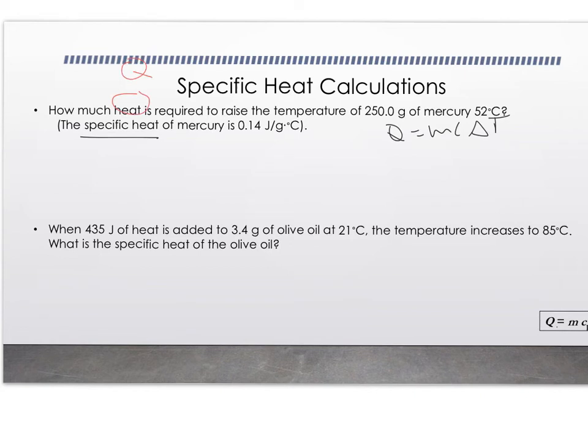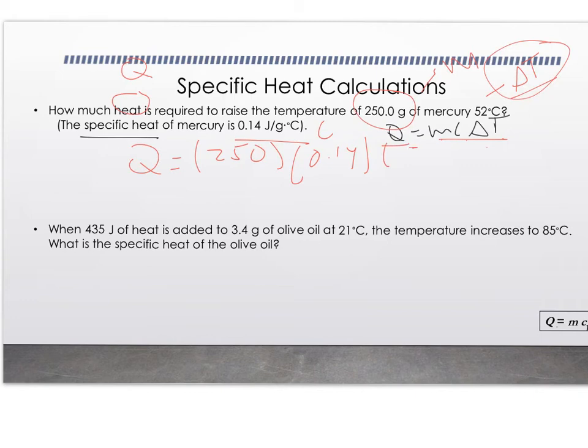How much heat is required to raise the temperature of 250 grams, that's your mass, of mercury 52 degrees Celsius. So you're raising it a total of 52, so that's going to be your change in T. And they give you the specific heat is 0.14 joules per gram degree Celsius, and that is your C value. So if you're looking for heat, you're looking for Q, and Q is the multiplication of M times C times delta T. Whenever you have variables next to each other, you are multiplying.